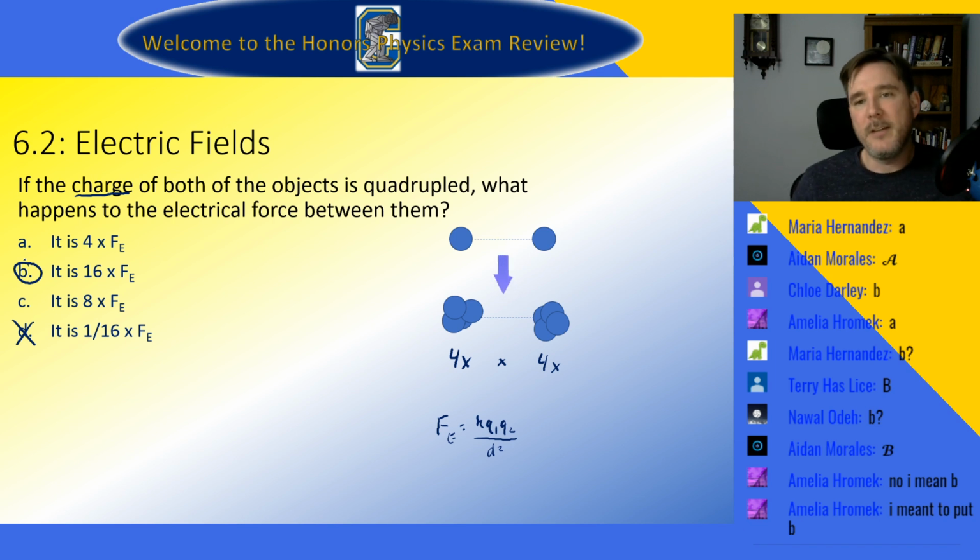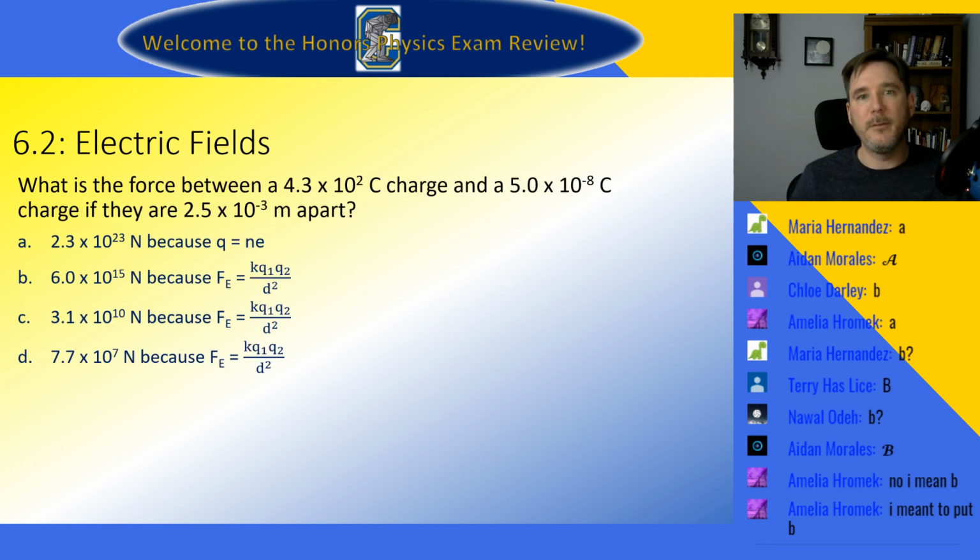So that's just how it goes. When in doubt, maybe the equation can help you figure out what to do. But yep, they're both 4 times stronger, so you multiply them together and you get 16 times the force between them. They're going to pull together or repel each other with 16 times the force.